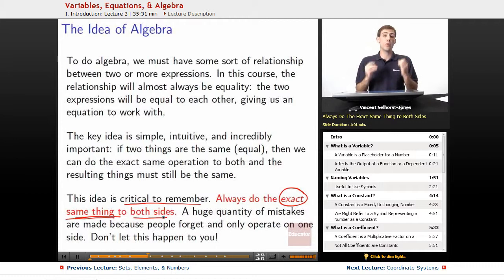A huge quantity of mistakes that students make are because they forgot to do the operation on both sides. They used it only on one side, or they used slightly different operations on the two sides. If you wind up doing this, you're going to wind up making mistakes. Don't let this happen to you. Pay close attention when you're doing algebra. Make sure you're doing the exact same thing to both sides. You have to follow all the rules on both sides. Otherwise, we're just making stuff up. We're no longer following algebra.